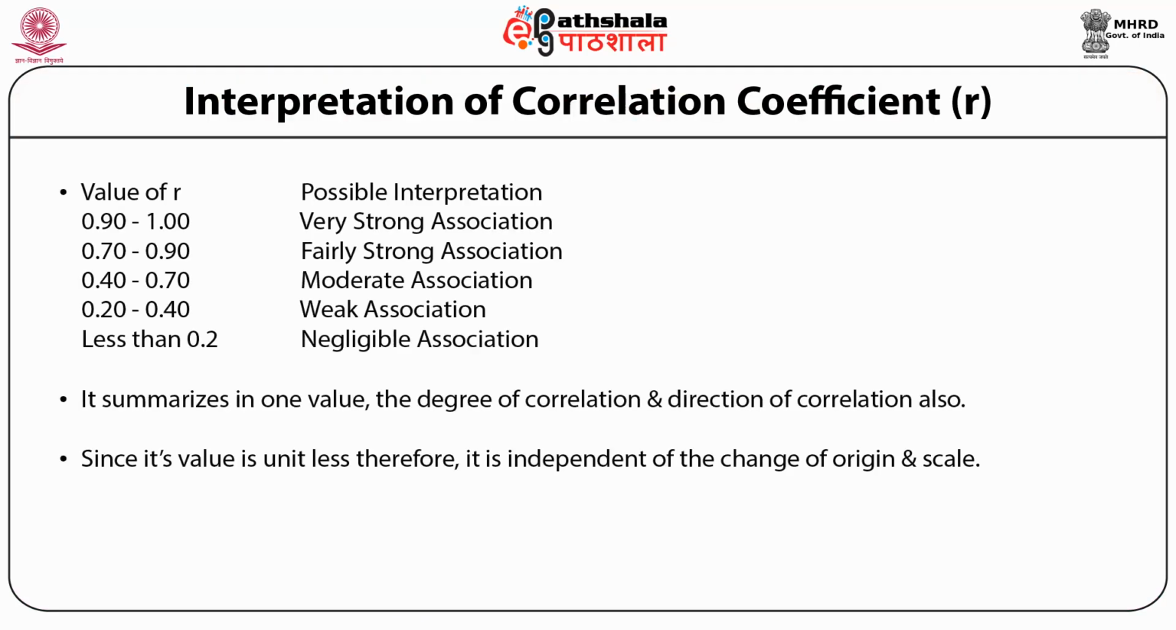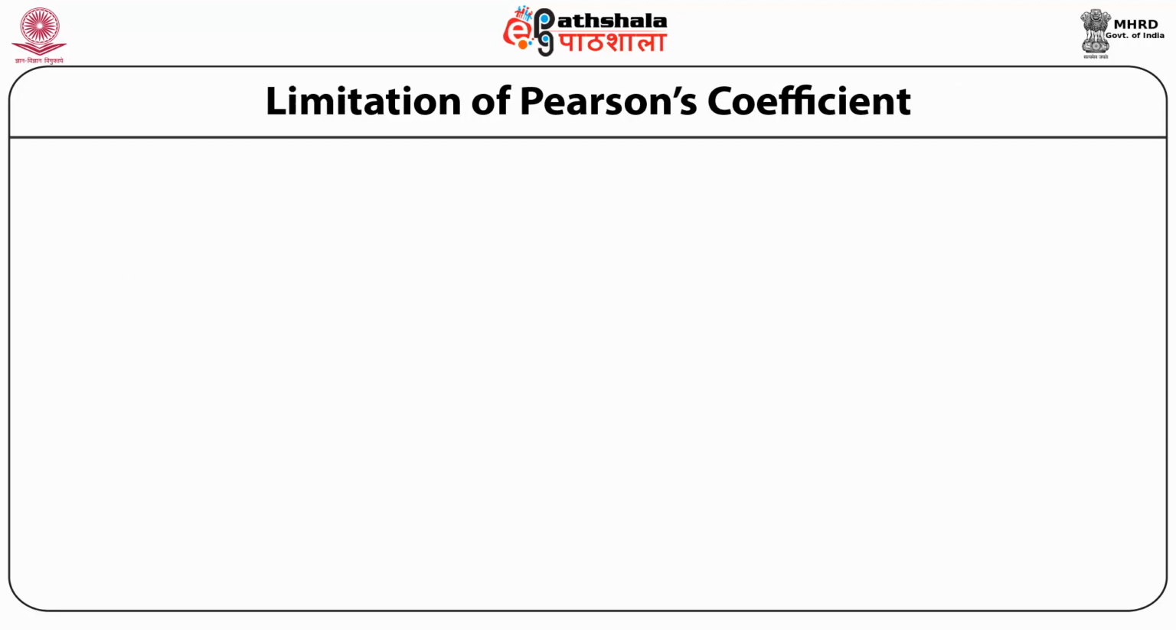So here you can see that the value of R ranges between 0 and plus minus 1. If it is less than 0.2, it is negligible. If it is between 0.2 and 0.4, weak association. If it is between 0.9 and 1, it is a very strong relationship.